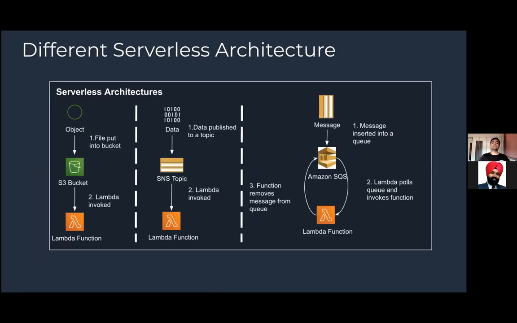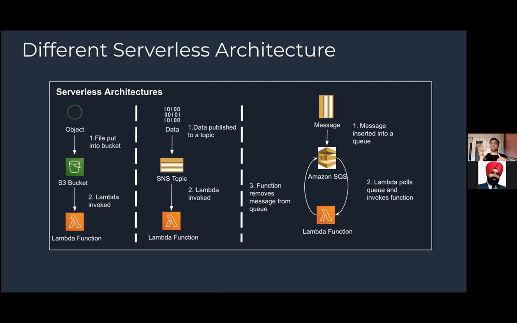Moving towards the next topic, the different serverless architectures. There are different ways a serverless architecture can be built, continuing the discussion from the previous part. Simple one: I upload an object to S3 and immediately Lambda gets triggered. The second one is the constant data that keeps happening, where data gets published to SNS and from SNS to Lambda.